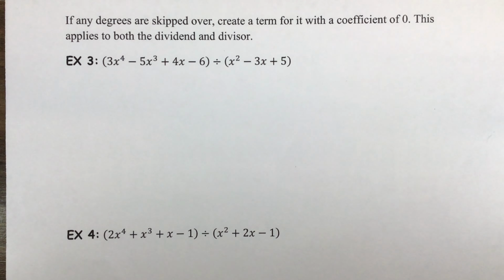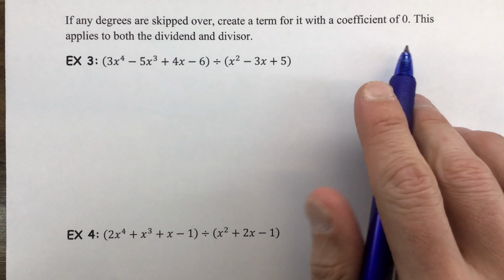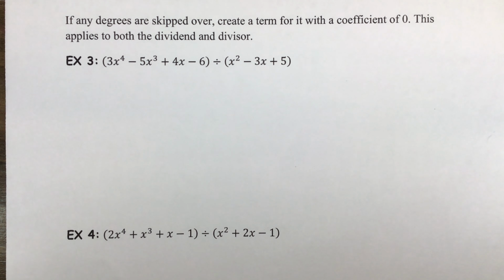Examples 3 and 4, they are going to show us the catch. There's always a catch to something, right? The catch here is if you skip over any degrees, if your dividend skips over any degrees, or even if your divisor skips over any degrees, what you need to do is add in a filler number. And all that is going to be writing in a term that would be missing, but giving it a coefficient of 0. By giving it a coefficient of 0, it essentially doesn't exist. But the important part is that it's going to keep everything lined up as you go through the problem.